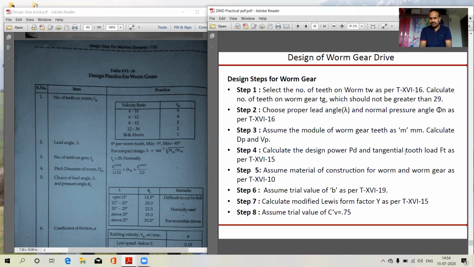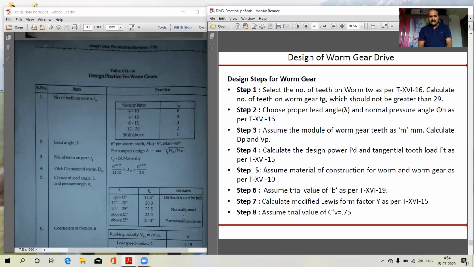So PC is module is equal to PC upon pi. PC is what? Circular pitch. So DP is also, DP is basically what? DP and VP, both are in the form of PC by pi, that is in the form of module, because module equal to PC upon pi. So we must know the DP in the form of PC by pi or VP in the form of PC by pi.